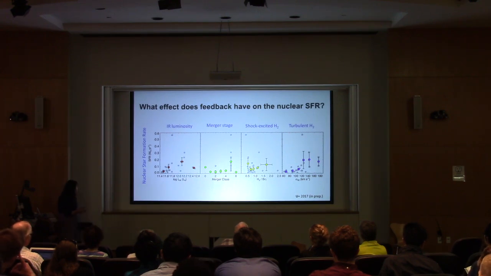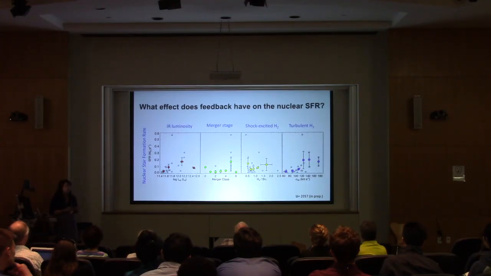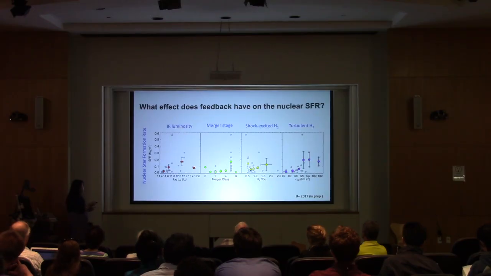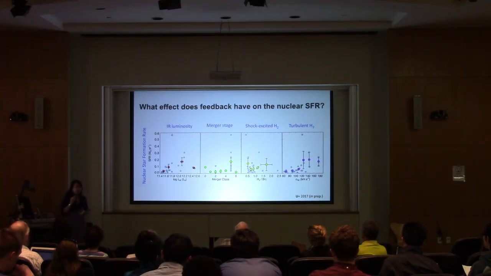So here I'm showing nuclear star formation rate as computed from bracket gamma luminosities against a few parameters: infrared luminosity, merger stage, shock-excited molecular hydrogen, and turbulent molecular hydrogen. And here, all of the gray points, the underlying points, are integrated values for each system in our sample. And then the color points are the binned points.